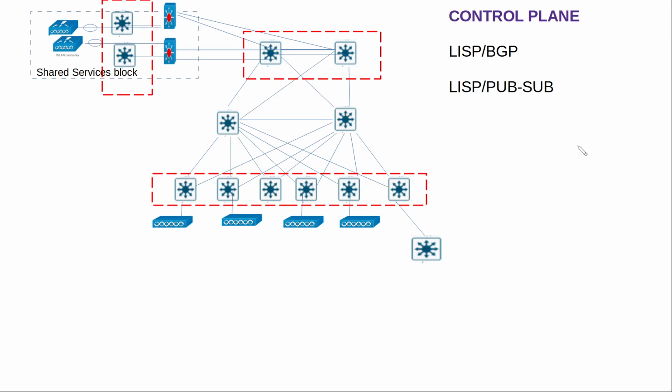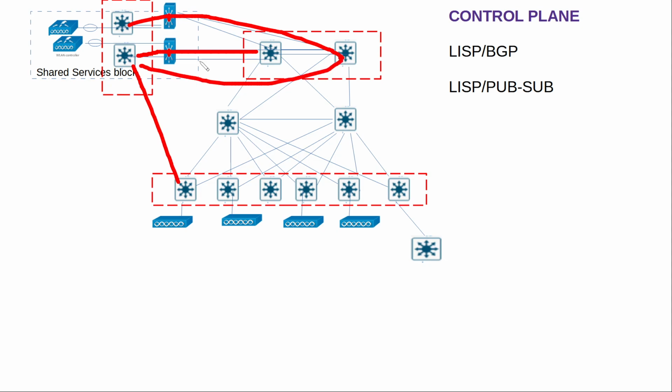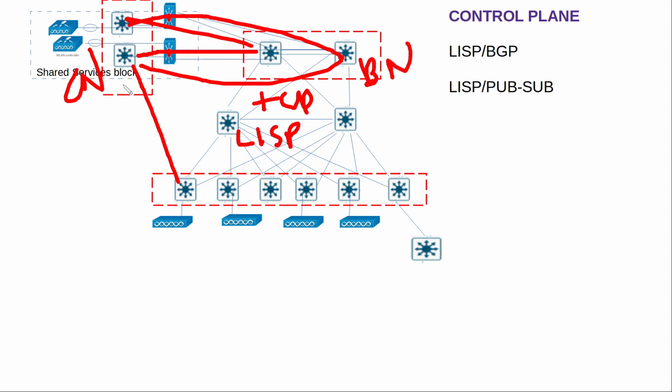So as a final comment, remember that we are using TCP connections. We're using TCP in order to have LISP communications between my border nodes and my control nodes. And in order to enhance and make LISP a little bit more efficient, we have something that is known as LISP enhancements.